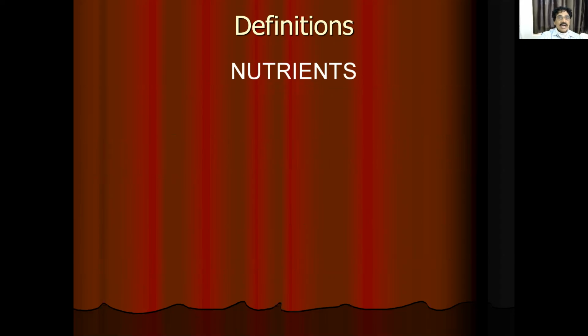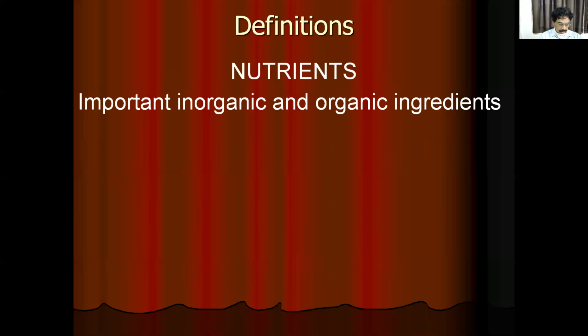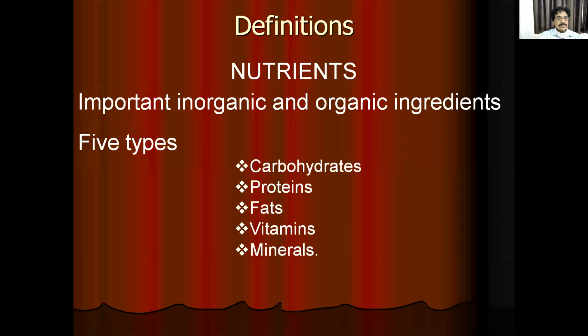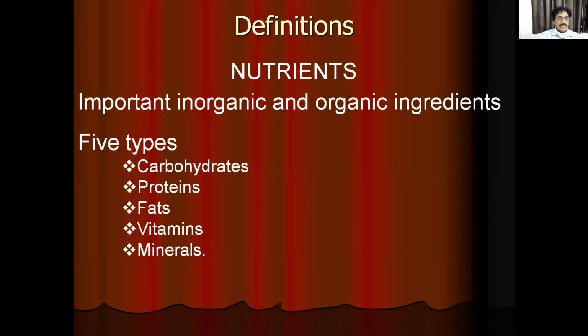Now we come to the last and most important definition, that is nutrients. Nutrients are important inorganic and organic ingredients. There are 5 types of nutrients: carbohydrates, proteins, fats, vitamins, and minerals. Just like you have 5 fingers, you have 5 types of nutrients.